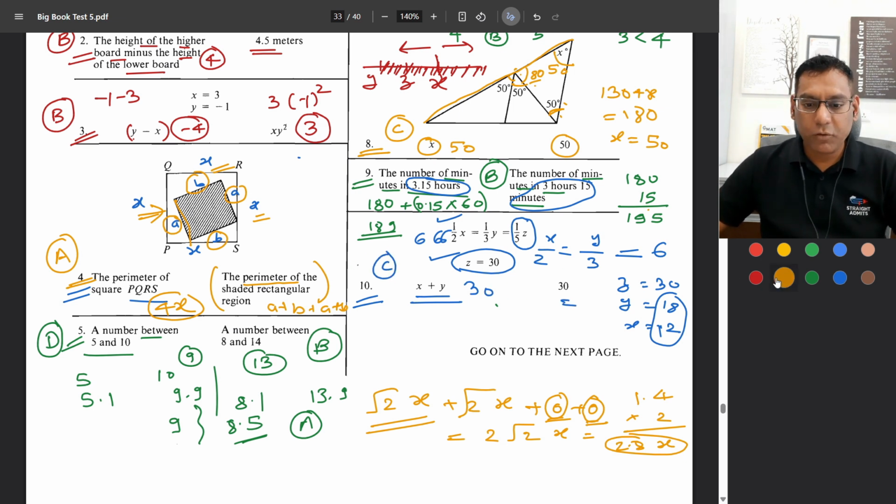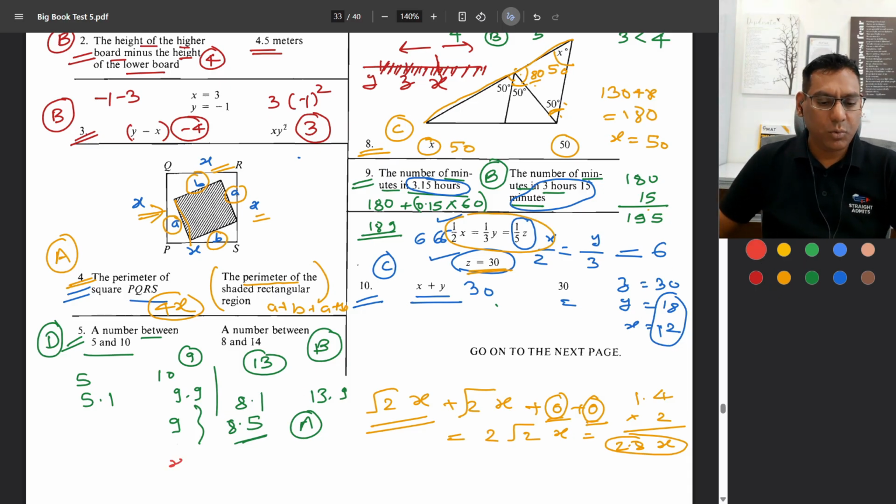Okay, you could have also done it algebra wise without knowing that z is equal to 30. You could also have done x plus y, right? So let's write it like this. Let's do it separately here on this side. So what do I have? I have x by 2 is equal to y by 3 is equal to z by 5.